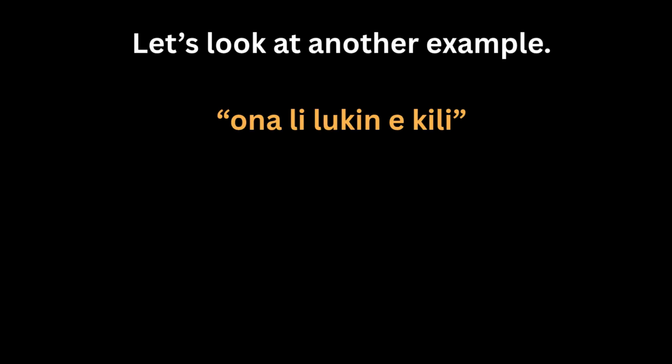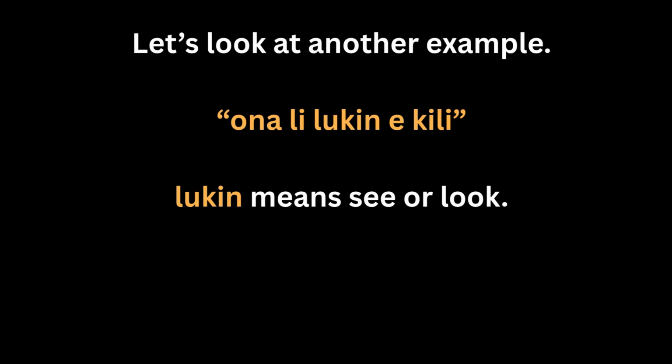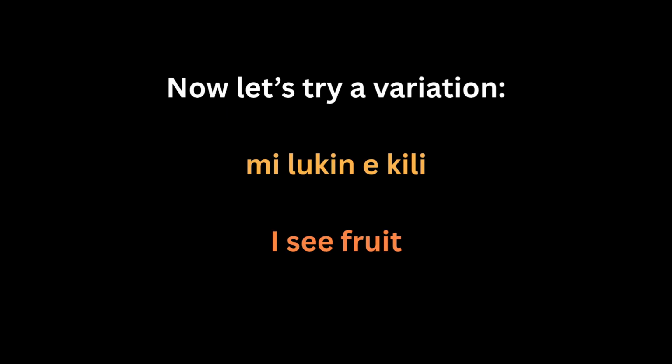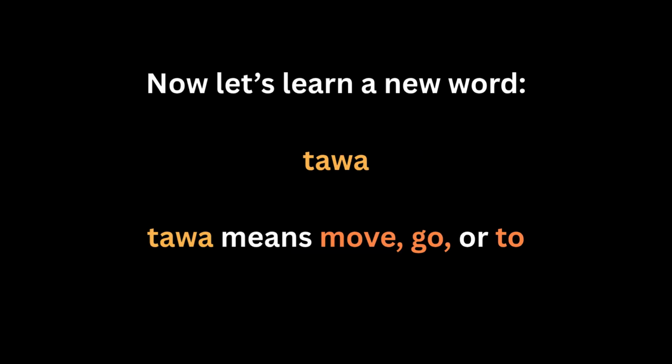Let's look at another example. Ona li lukin e kili. Lukin means see or look. So this means they see fruit. Now let's try a variation. Mi lukin e kili. I see fruit. Now let's learn a new word.